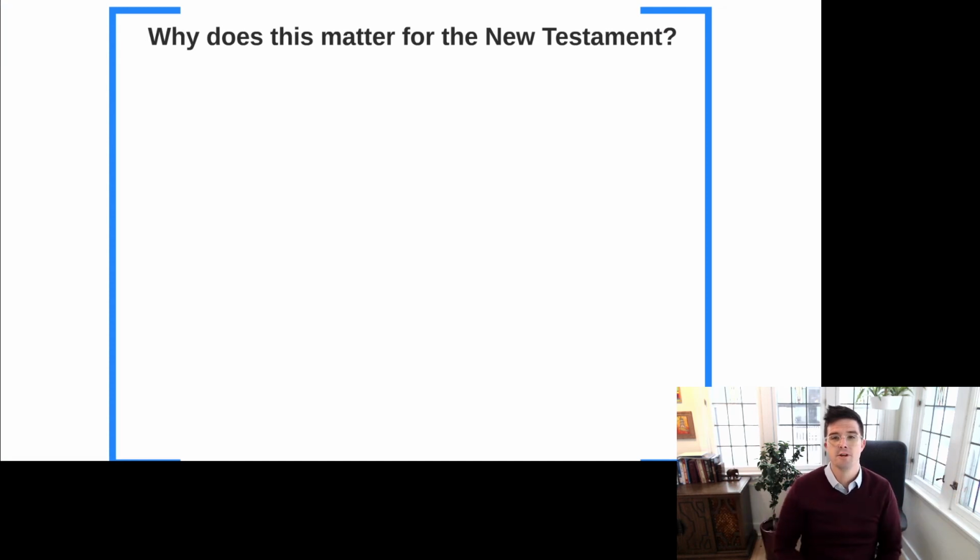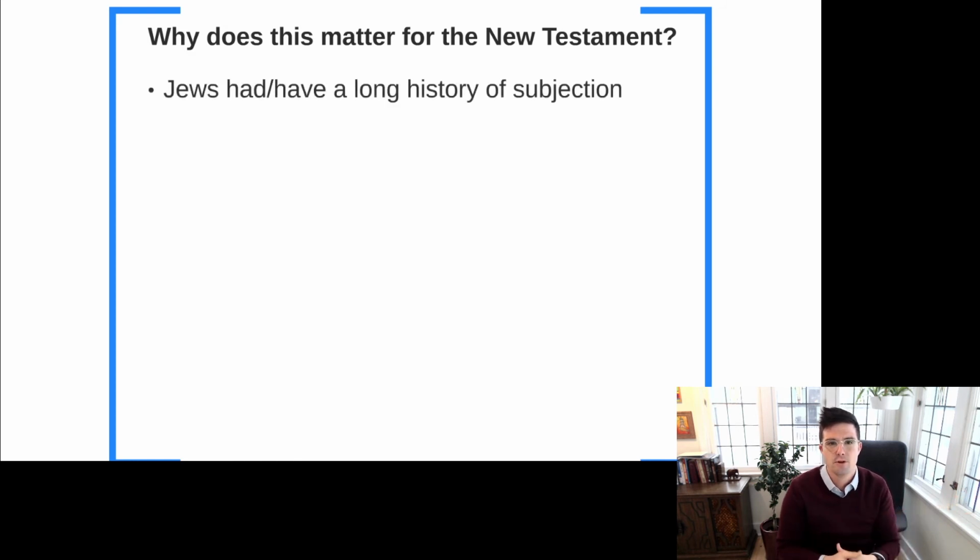But what does this all mean for the New Testament? So we've sort of done this flyover approach to the imperial situation of Israel and the Judeans before the time that any of the New Testament documents were written. So why does this matter for the New Testament? For one, Jews and Israelites have had a long history of subjection, that being under other empires and being under the threat of their sort of culture and religiosity being stamped out in some way has always been a very real threat to Israel, to Judeans and Jews.